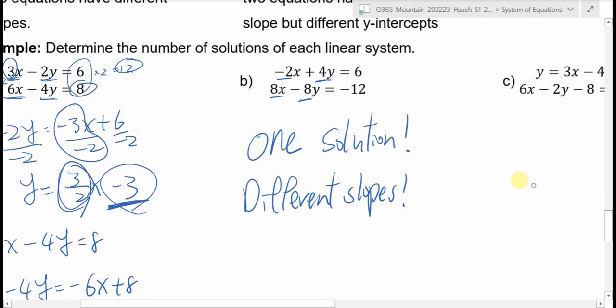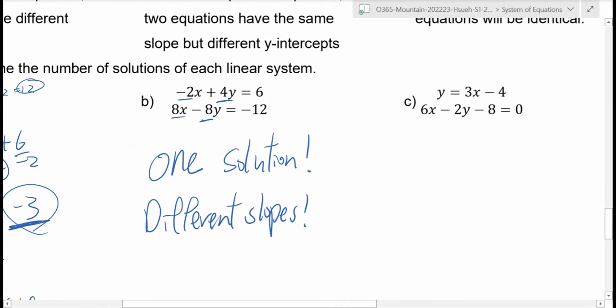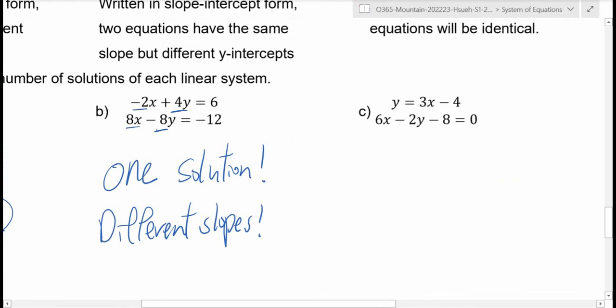Finally, in part C. In part A and part B, they were both written in standard form, so we can compare like that. In part C, they are written in different forms. So in this case, we should probably convert everything into slope-intercept form. Luckily, the first one is already done for us. We can try the second one here.